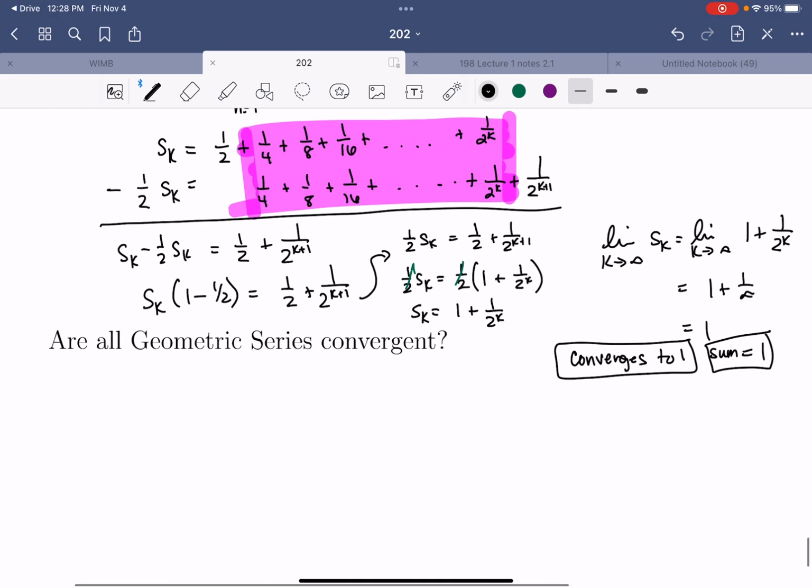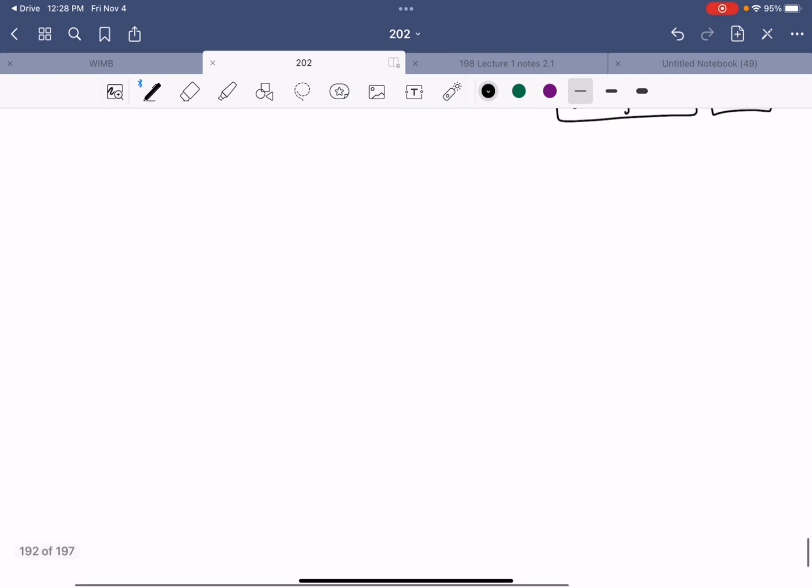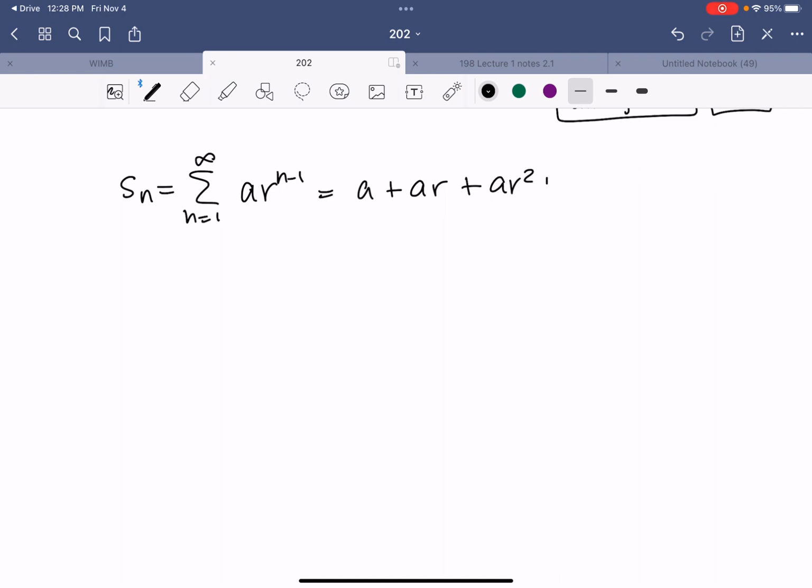Does this work in all cases? The answer is yes for our geometric series. So in general, our series for a geometric series is the sum n equals 1 to infinity of a times r to the n minus 1. And again, that's a plus a times r plus a r squared all the way out to a r to the n minus 1, and then you keep going, right?